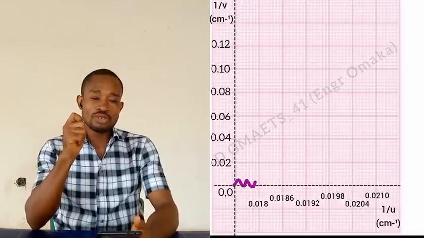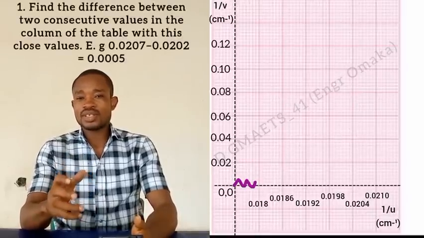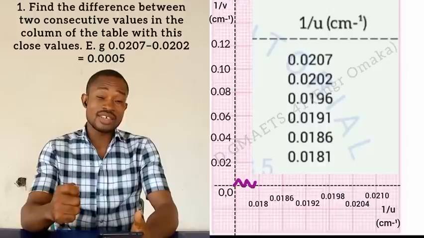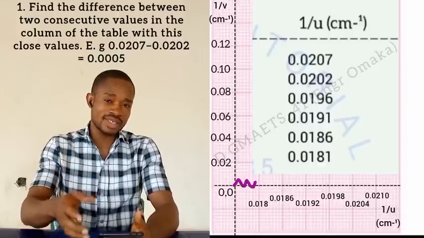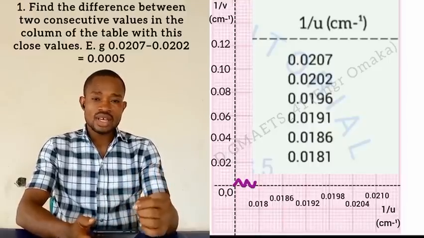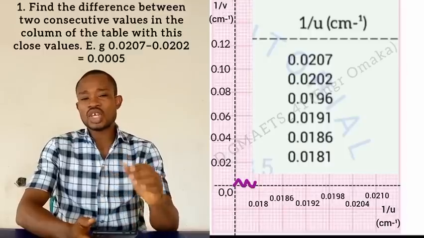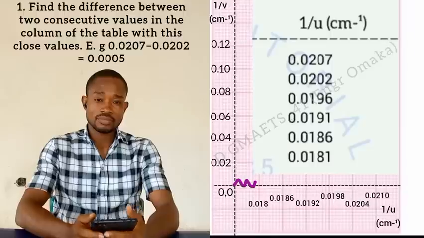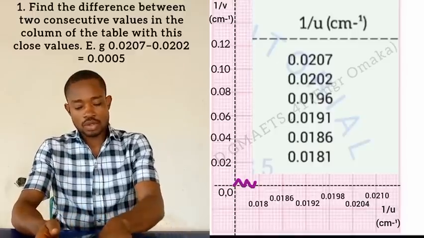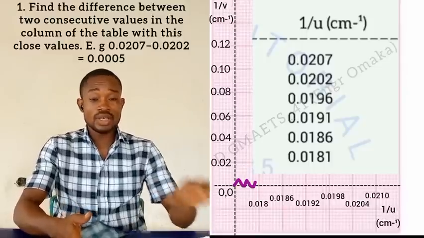Now the first thing you have to do is to find the difference between the values in the column that you are plotting, where these values are very close together. Like our 1 over u column, you notice that the values we obtained there are very close, like I said. If you find the difference between any two close values there, like I used 0.0207 and 0.0202, notice that the difference is just 0.0005. That will now help us to know the unit to select if I want to stretch my graph so that at least the points will be well spread.